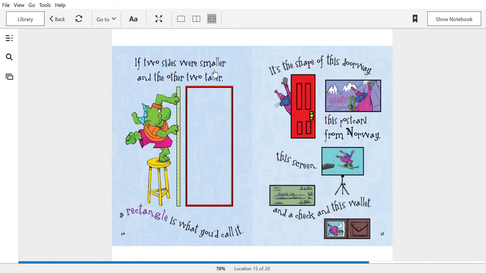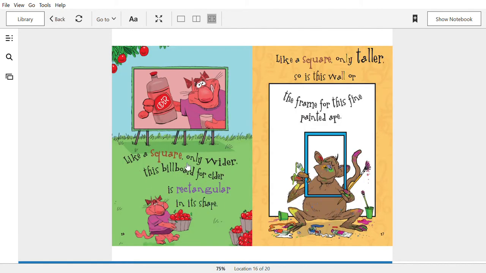If two sides were smaller and the other two taller, a rectangle is what you'd call it. It's the shape of this doorway, this postcard from Norway, this screen, and a check in this wallet. Like a square, only wider, this billboard for cider is rectangular in its shape. Like a square, only taller, so is this wall or the frame for this fine painted ape.